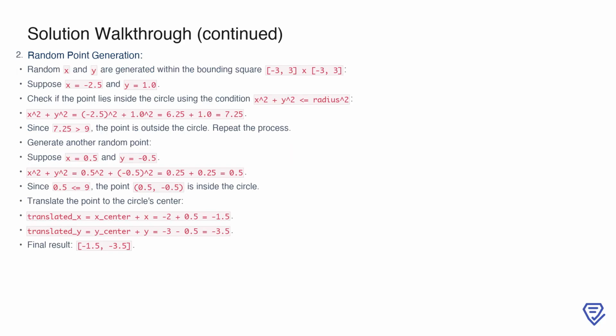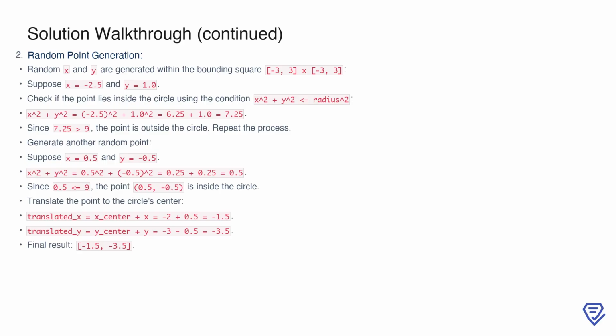To find a random point, we start with the bounding square, which ranges from -3 to 3 in both directions relative to the origin. Suppose the first random point generated is (-2.5, 1.0). Evaluating x² + y², we calculate (-2.5)² + 1.0² = 7.25. Since 7.25 is greater than 9, the point is outside the circle, so we discard it and generate another point.